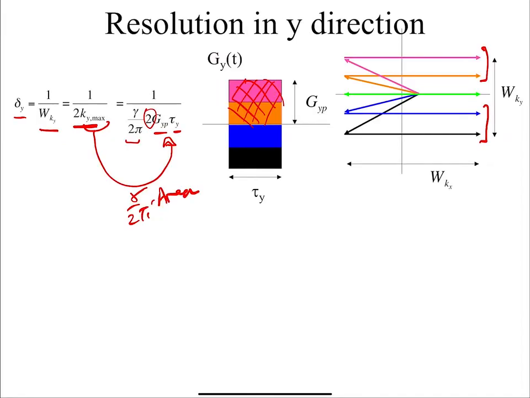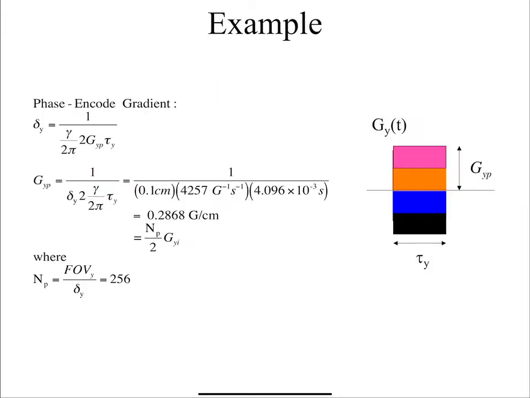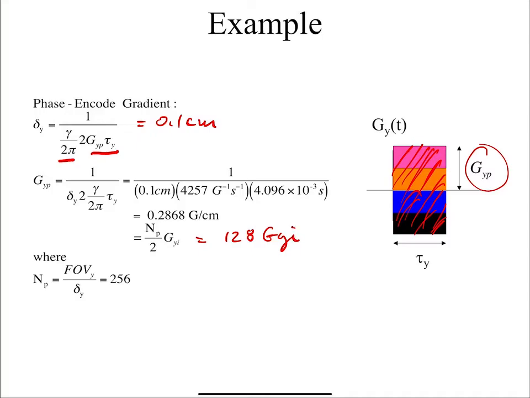So let's take an example of that. In this case, delta y is equal to 0.1 centimeters. I just plug in that equation where I have the gamma over 2 pi. This is the area, this area. 2 times that gives me the full area, right? And therefore I can plug it in, and what I end up getting is gy sub p, which is this maximum gradient that I have to apply, is just n sub p over 2 times gyi, which is equal to 128 times gyi. So that's just telling me I need to go 128 above, 128 below. All right, so that's what it looks like. Any questions?